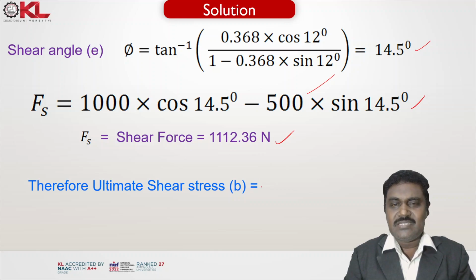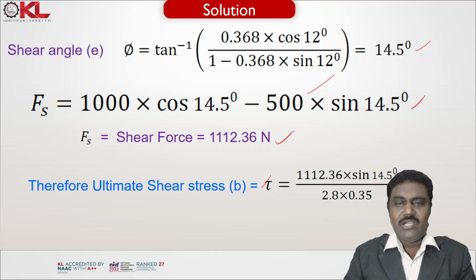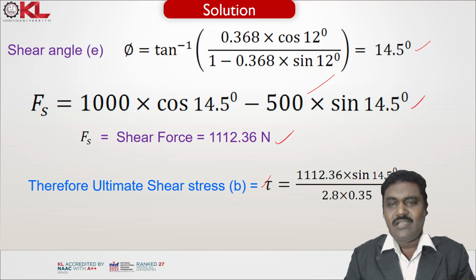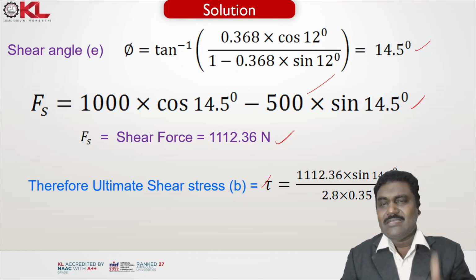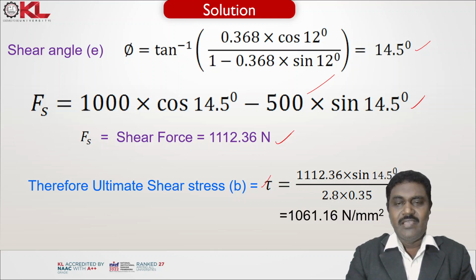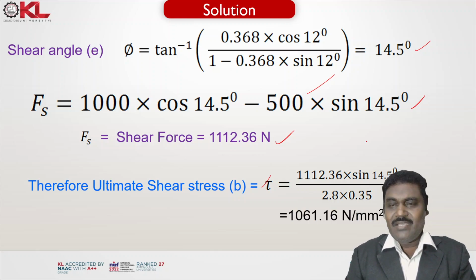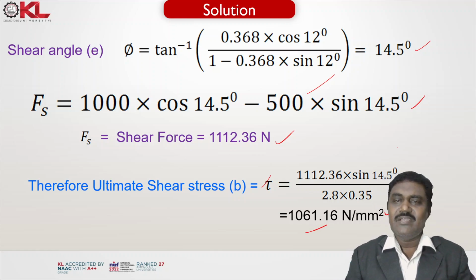So now once the shear force is known, you can find out the ultimate shear stress. Therefore, the ultimate shear stress, that B parameter you are going to determine. Tau is equal to the shear force, that is 1112.36 into sine of the shear plane angle 14.5, divided by the area, that is 2.8 into 0.35. Then you can simplify and obtain the ultimate shear stress, that is 1061.16 Newton per mm square. That is the ultimate shear stress.